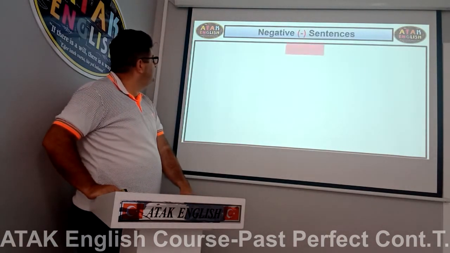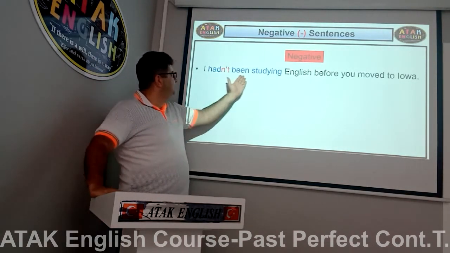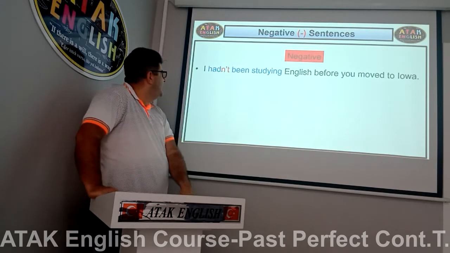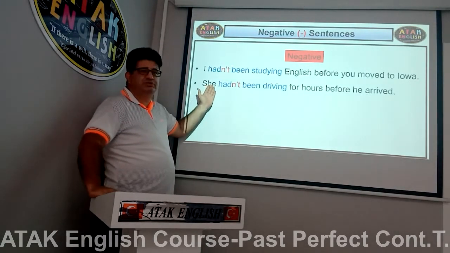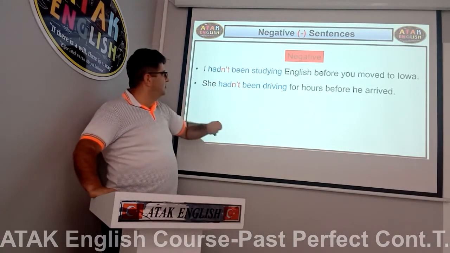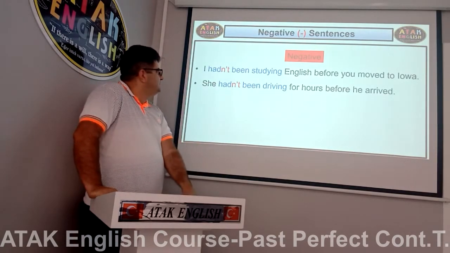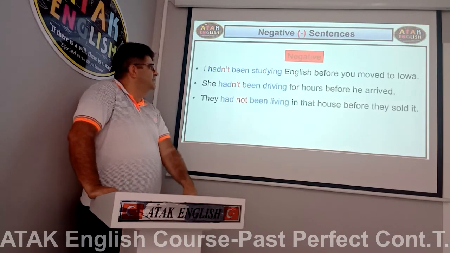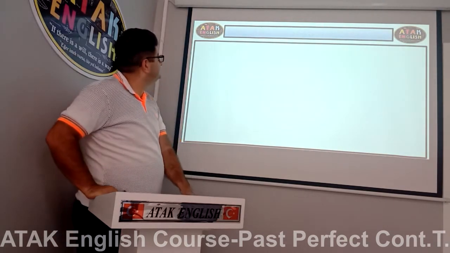Let's see the negative form. I'm just going to put not. There you go. I hadn't been studying English before you moved to Iowa. She hadn't been driving for hours before he arrived. Or I can also say she had not been driving. That's the short form, and had not been is the long form. They had not been living in that house before they sold it. All these three sentences are in negative forms of past perfect continuous.